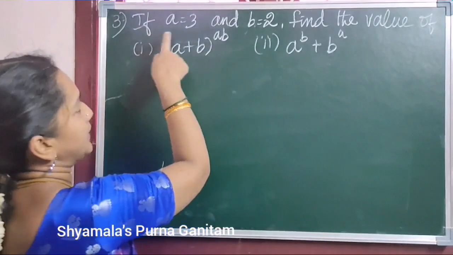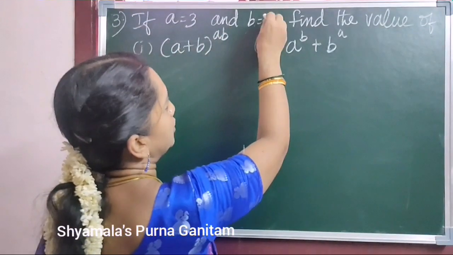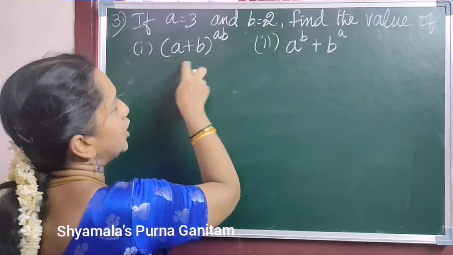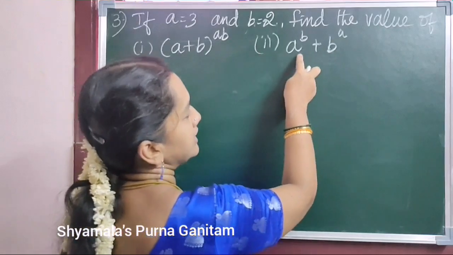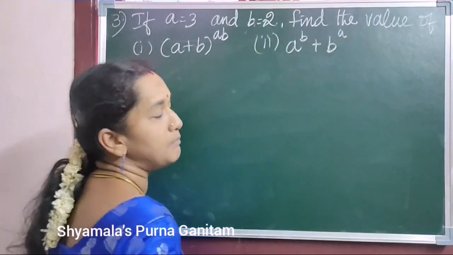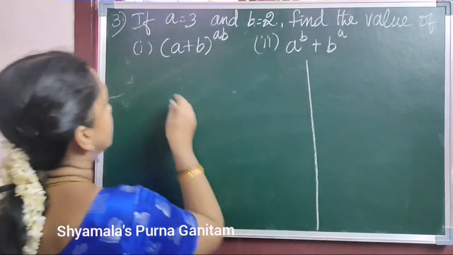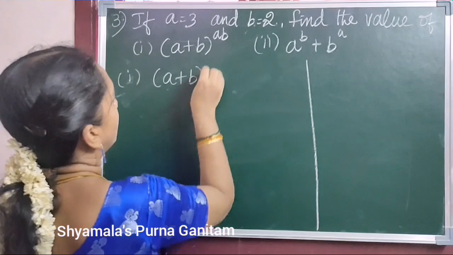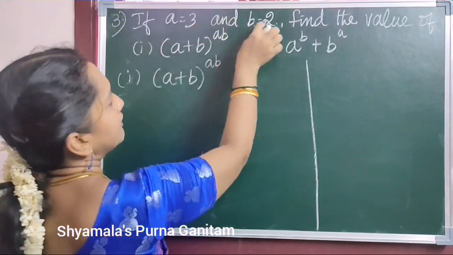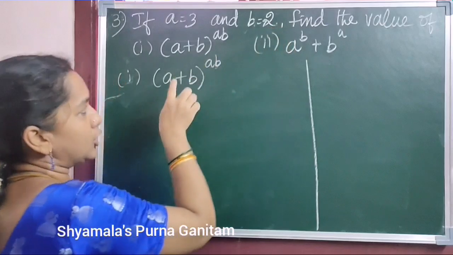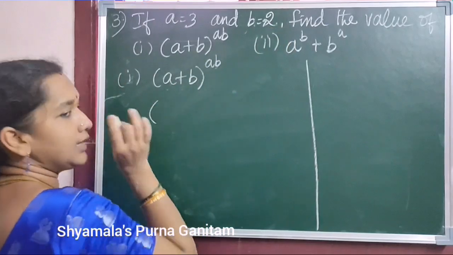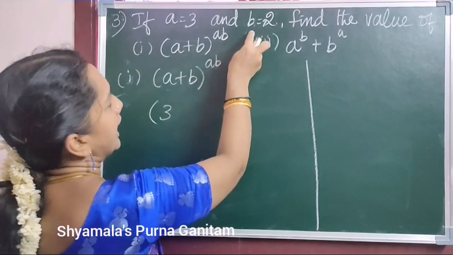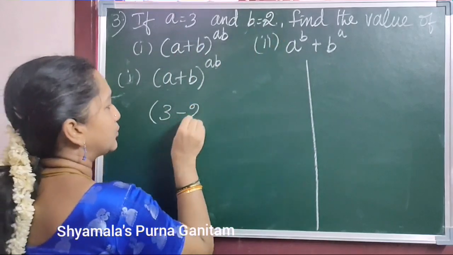Third sum. If A is equal to 3 and B is equal to minus 2, find the value of (A plus B) whole power AB, and the second sum is A power B plus B power A. So first sum is (A plus B) whole power AB. So what are all the values that is given for A and B? We are going to substitute it here, and then it has to be simplified. That's all. So A value is given as 3 and B value is given as minus 2.